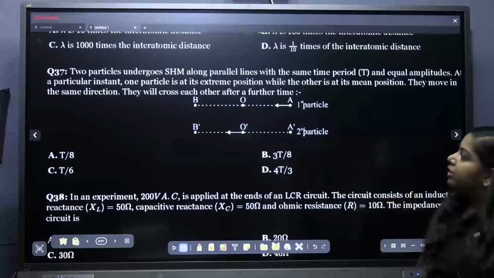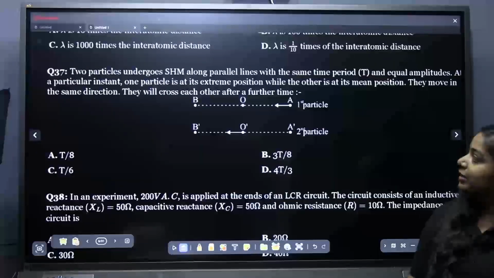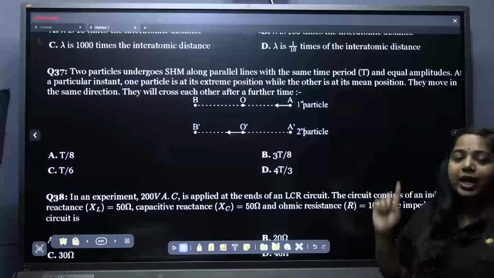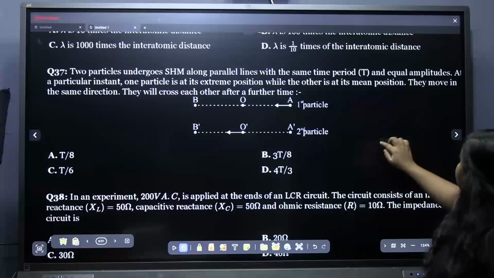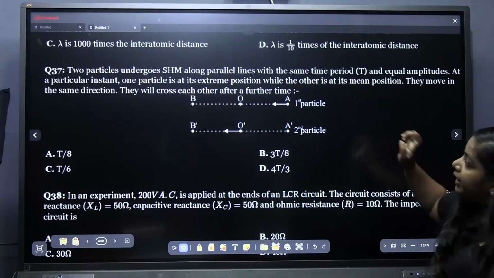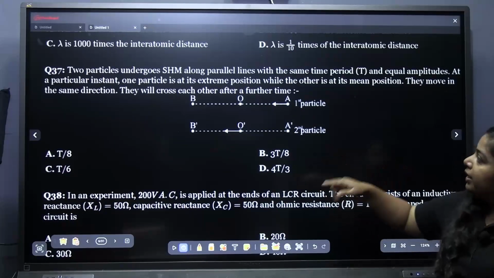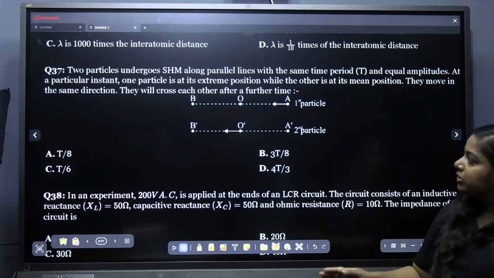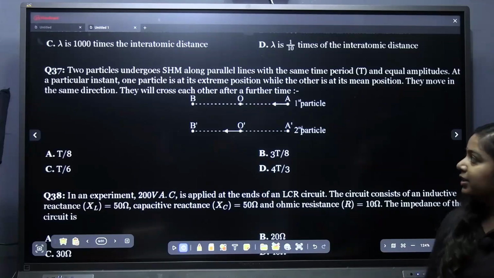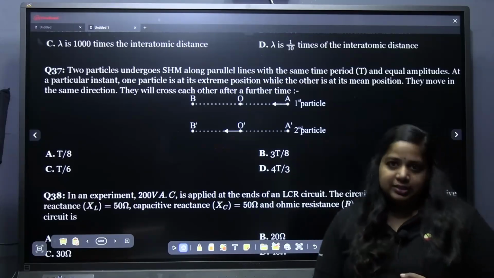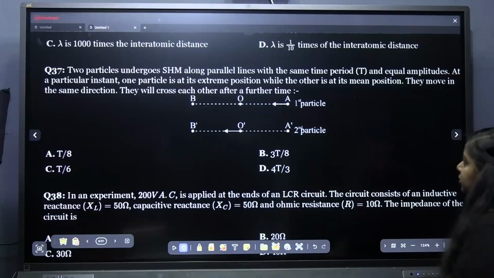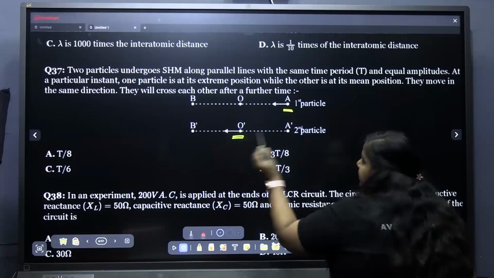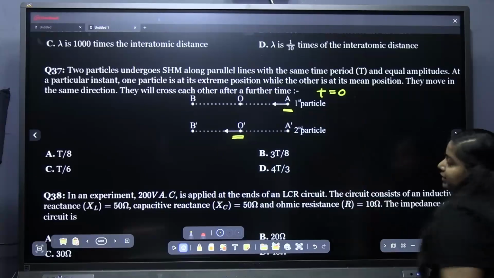Next one: two particles undergo SHM along parallel lines with the same period T. So both have the same time period T and equal amplitudes. At a particular instant, one particle is at its extreme position and the other is at the mean position. They are moving in the same direction. At what time will they cross each other? That is the question. So the first particle is here, the second particle is here at t equal to 0.